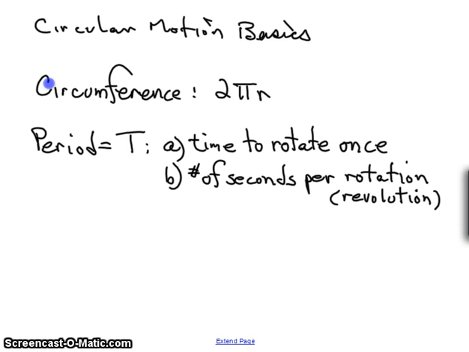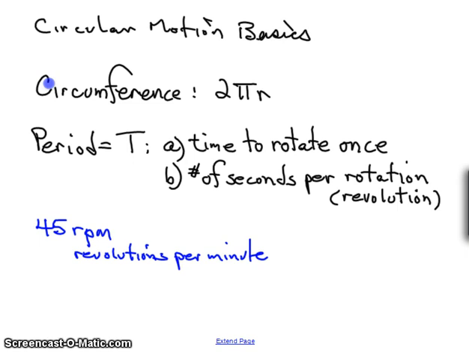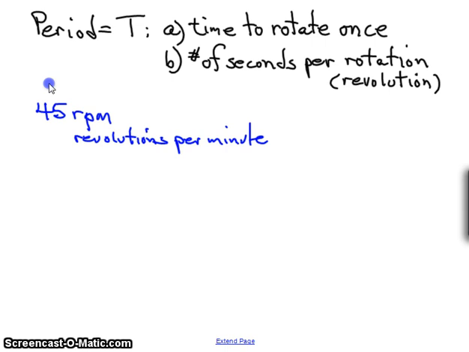Let's look at a practical example of that. Let's say we have one of those old plastic records, and it's spinning at 45 RPM. That would be revolutions per minute. We want the time it takes to rotate once, or we want the number of seconds per revolution. Well, we've got the number of revolutions per minute. If I could write this as 45 revolutions per minute, I'm a little bit closer to doing that.